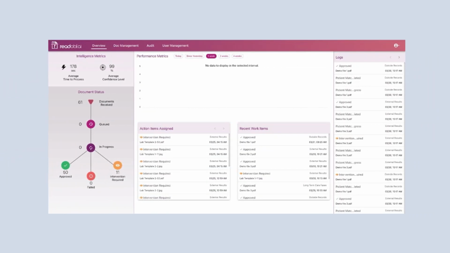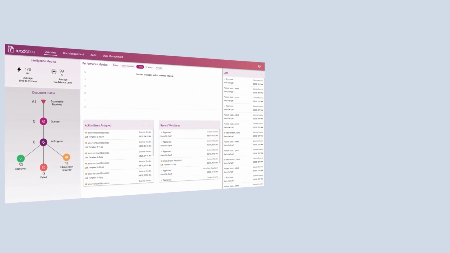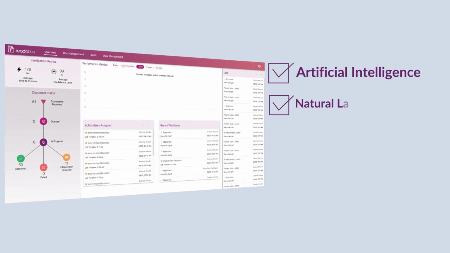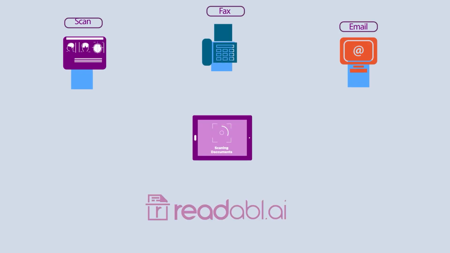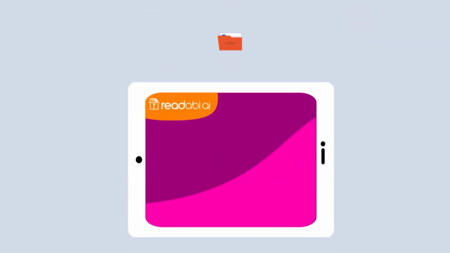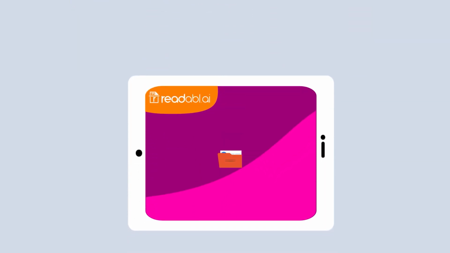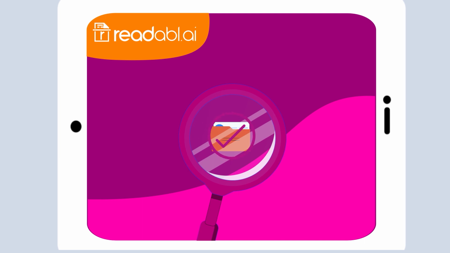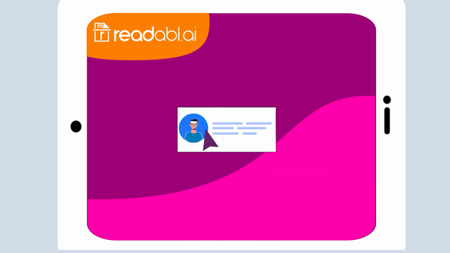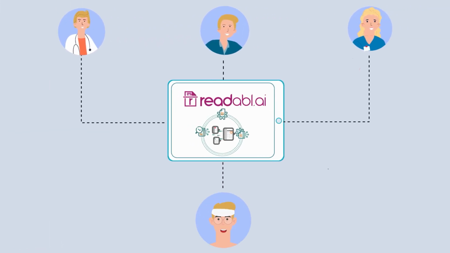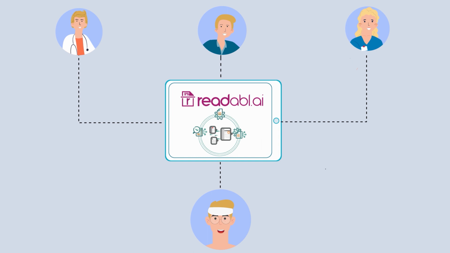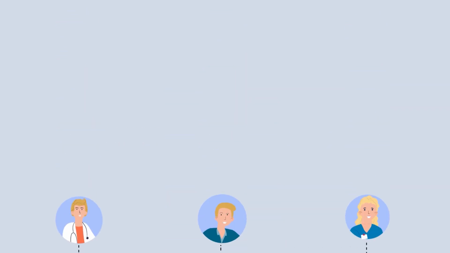Here's how readabl.ai works. Readabl.ai uses artificial intelligence and advanced natural language processing technology to perform smart document classification, patient matching, and data extraction. Documents are received through various sources, such as a fax, and ingested into readabl.ai automatically. Key information is identified and extracted, and the patient is matched to their medical record number in the EHR. Information is then made available to caregivers at the right time and the right place. Check it out for yourself.